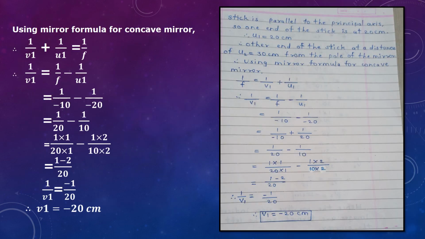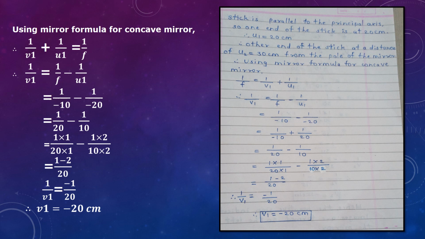Now with the help of the mirror formula for a concave mirror, we will write 1 upon f is equal to 1 upon v1 plus 1 upon u1. That formula we know. So with the help of that we will calculate 1 upon v1 is equal to 1 upon f minus 1 upon u1. So we will put the respective values for this: 1 upon negative 10 minus 1 upon negative 20, that is equal to 1 upon 20 minus 1 upon 10.